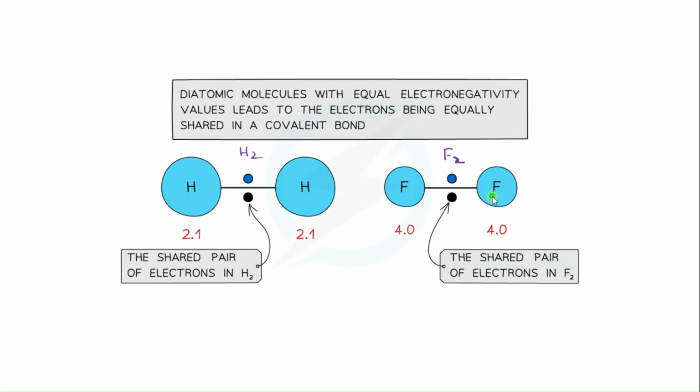So both fluorine atoms have the same electronegativity. So both are sharing their electrons equally, both are attracting their electrons equally. That makes it a non-polar covalent compound because there are no two poles here. There is no positive or negative pole here. That's why we call it a non-polar bond and the compounds are called non-polar compounds.